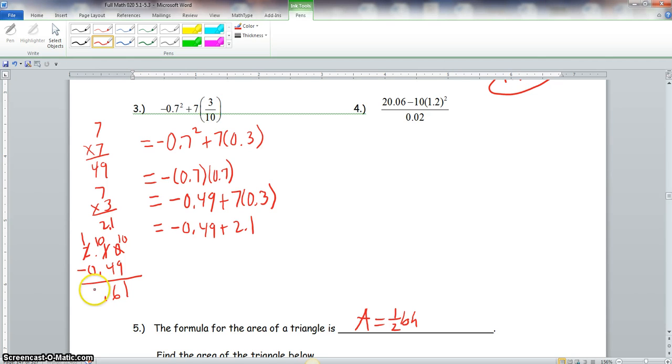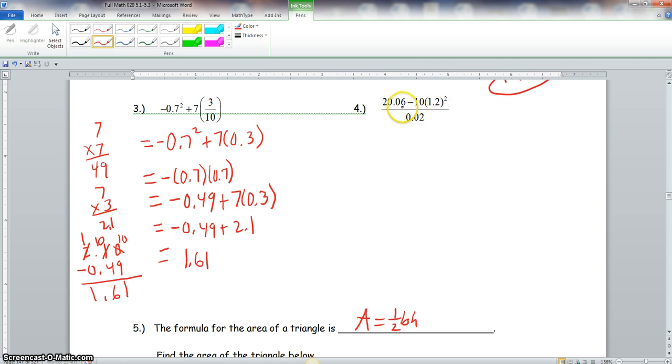We bring down our decimal, and we bring down our 1. 1 minus 0 is 1. And since 2.1 is larger than a negative 0.49, our final answer is positive. So it's 1.61. Now, we come to number 4.